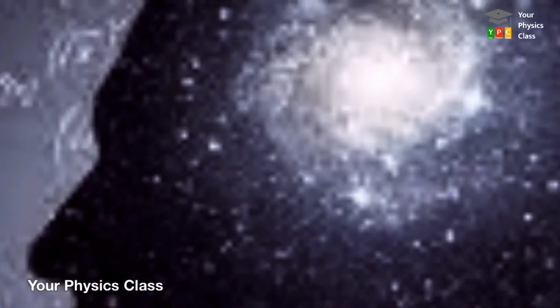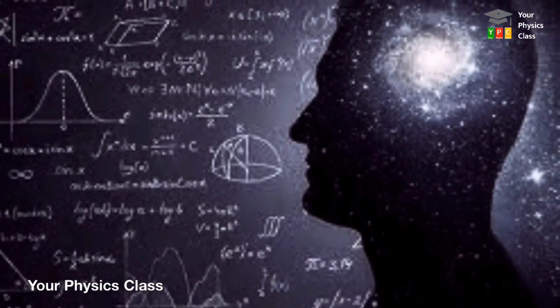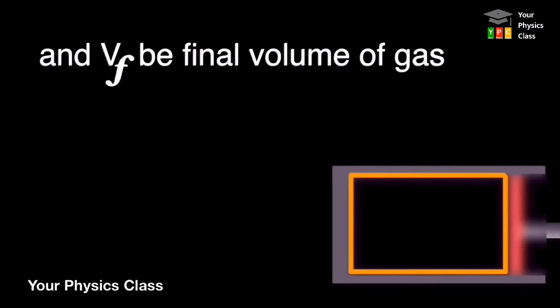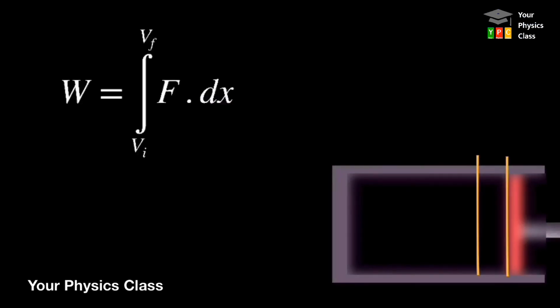Let us see the mathematics involved in this process. Let Vi be the initial volume of the gas, and after expansion, its final volume be Vf. During this process, the piston undergoes some displacement. Let dx be an infinitely small displacement. Displacement is taken infinitesimal to consider instantaneous change in volume. Hence, to calculate work, we use the method of integration.